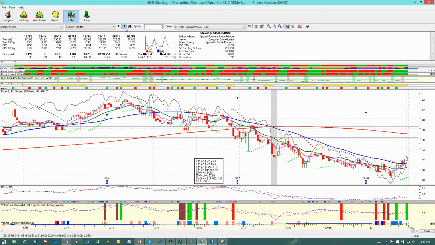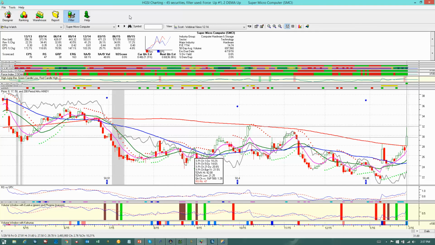Steve Madden, another shoe story coming off the bottom. Can it run up to that 200-day moving average? It's got earnings per share growth. Had a bunch of kahunas as it came off the bottom. Typical big move over the last 5 or 6 days. This one's up 5.3%.